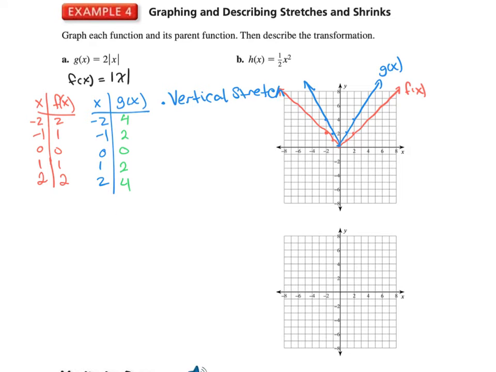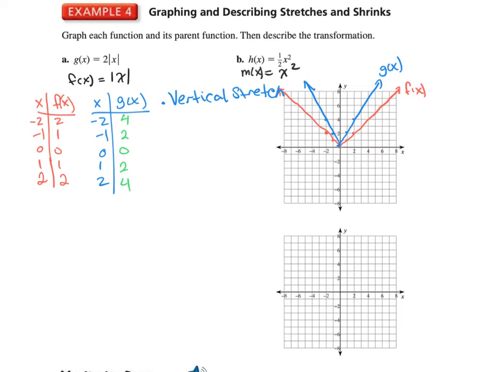So let's graph the parent function. The parent function here is, we'll call it m of x. I'll just give it a name. Doesn't matter what it is. So m of x equals x squared. So that's going to be our parent function. It is a quadratic.